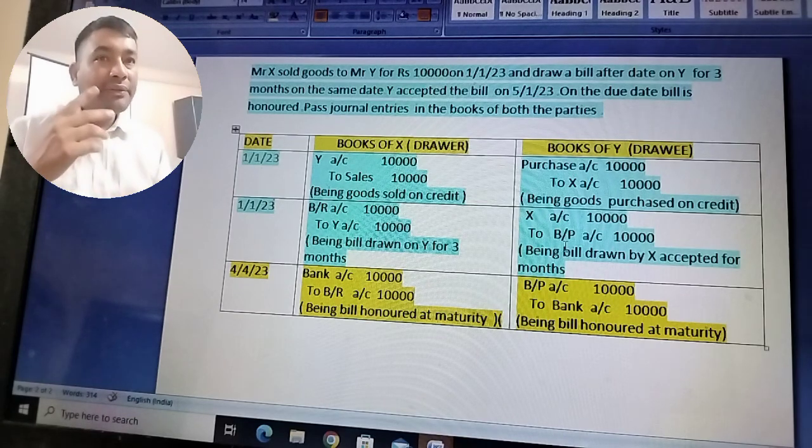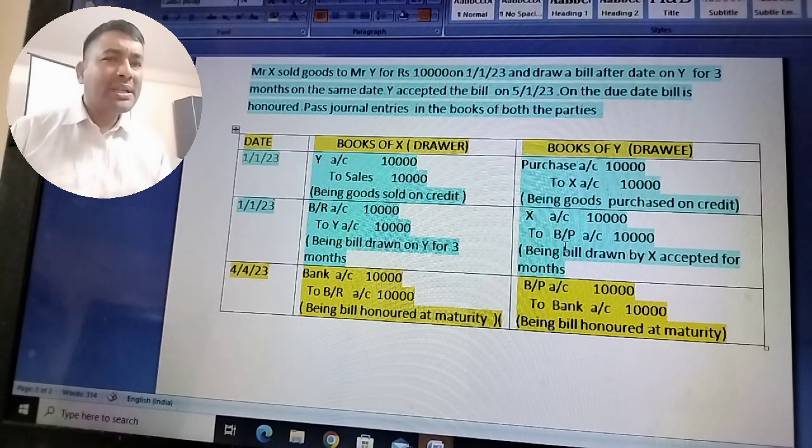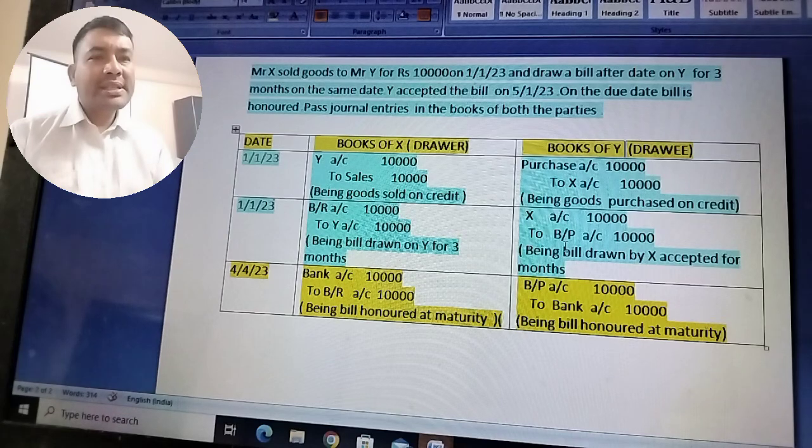So it is a case of after date. So the day of acceptance by the drawee is immaterial, okay? On Y for 3 months. On the same date, Y accepted the bill on 5/1/23. See, the bill is drawn on 1st January, but it's accepted on 5th January, but it's after date, so the due date should be counted from 1st January, okay? On the due date, the bill is honored. Pass journal entries in the books of both the parties.